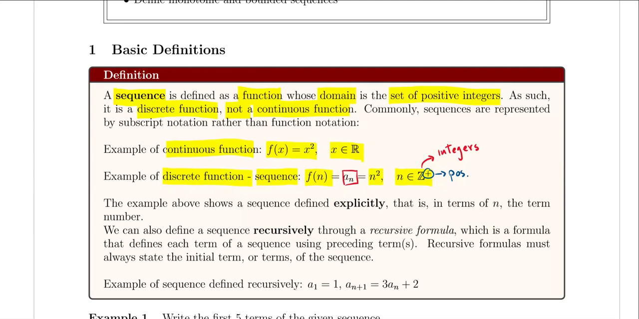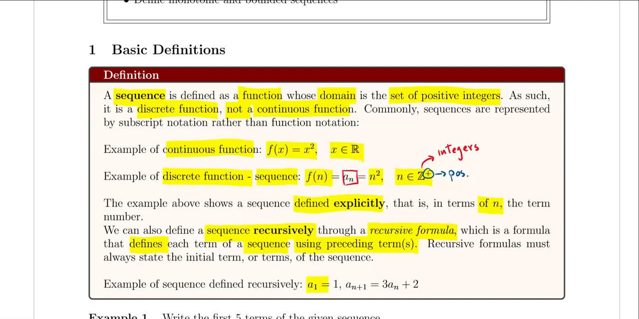Okay, now, this example here with a sequence is an example of a sequence that is defined explicitly. That is, it is defined in terms of n. But we can also define a sequence recursively through a recursive formula, which is a formula that defines each term of a sequence using the preceding terms. Now it's important that whenever you're using recursive formulas, you must always state the initial term or terms of a sequence. And here we have an example of a sequence that is defined recursively.